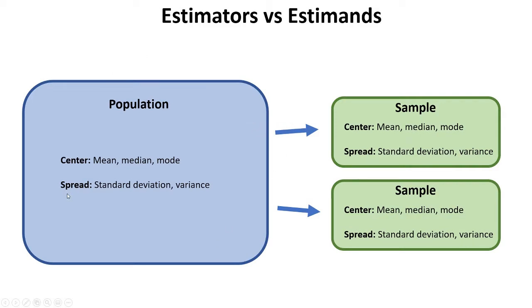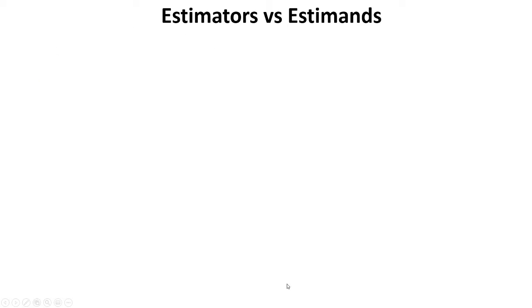These samples will be some subsection of the total population, and the samples themselves will have means, medians, and modes, and standard deviations and variances. But we talk about them in a slightly different way than we do the population. This is where estimators versus estimands comes in.